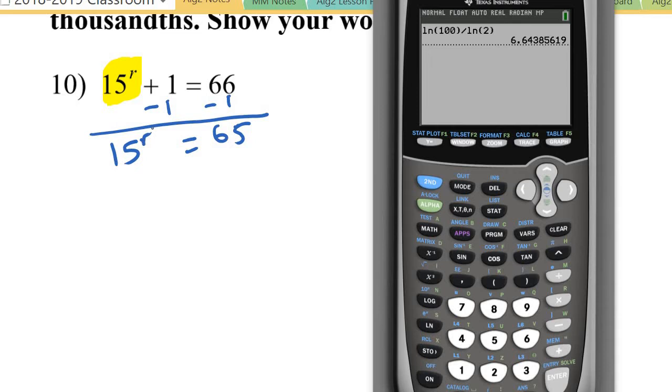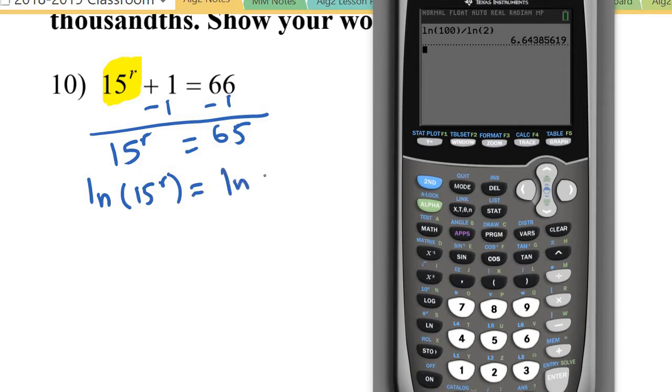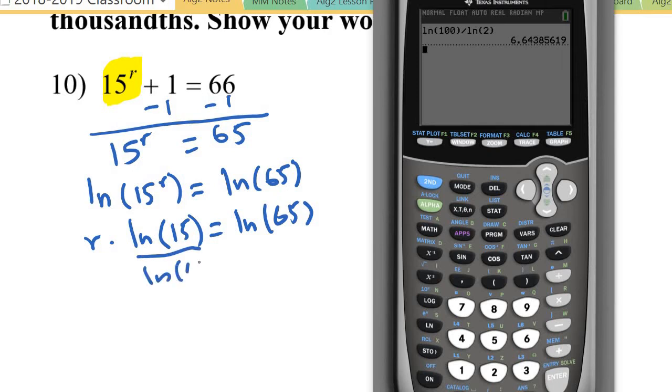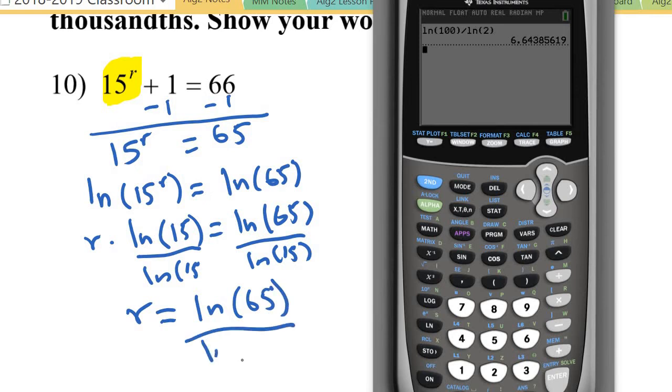Now we're back to the easy one that we just did. So we take ln of both sides. ln of 15 to the power of r is the ln of 65. Then we can put the r in the front again. r times ln of 15 is the ln of 65. Now you can divide both sides by ln of 15. So you're going to have r equals ln 65 divided by ln 15. That's the exact value.